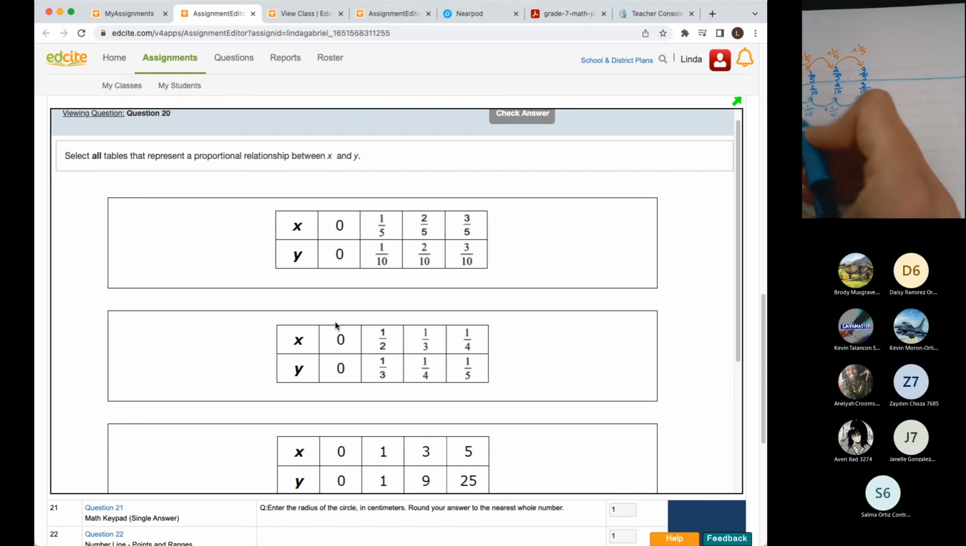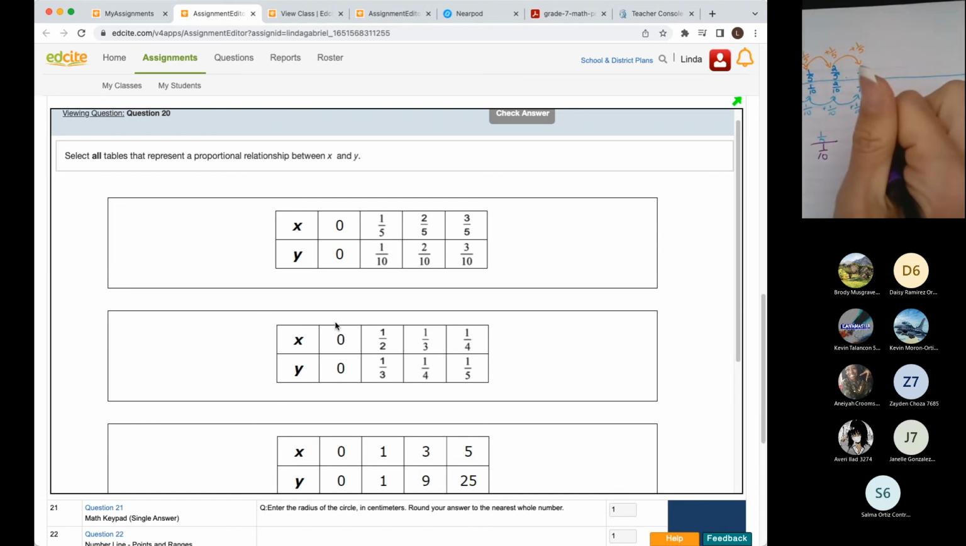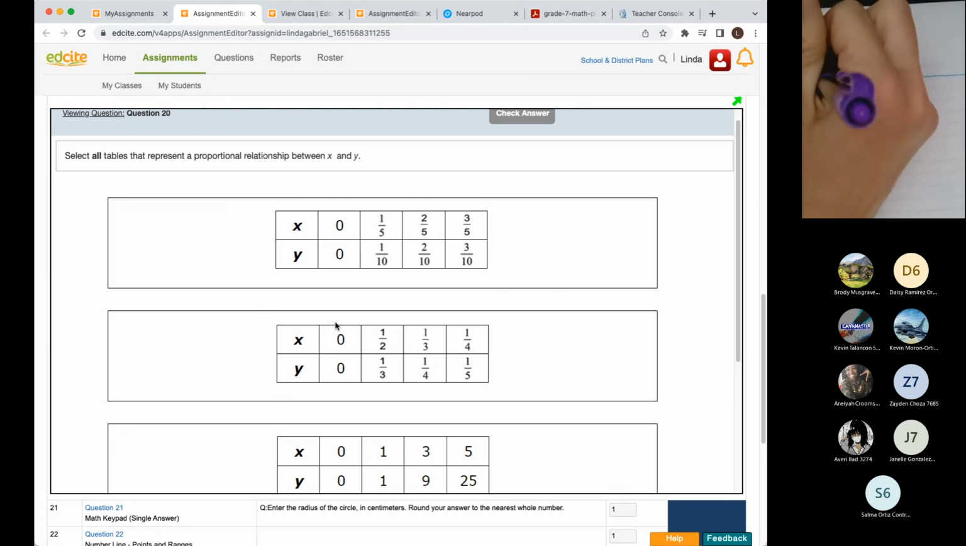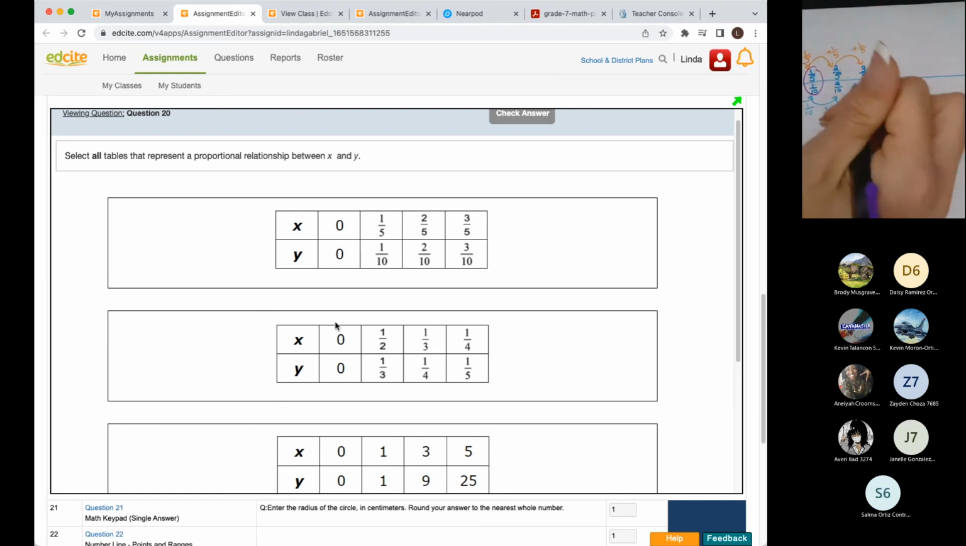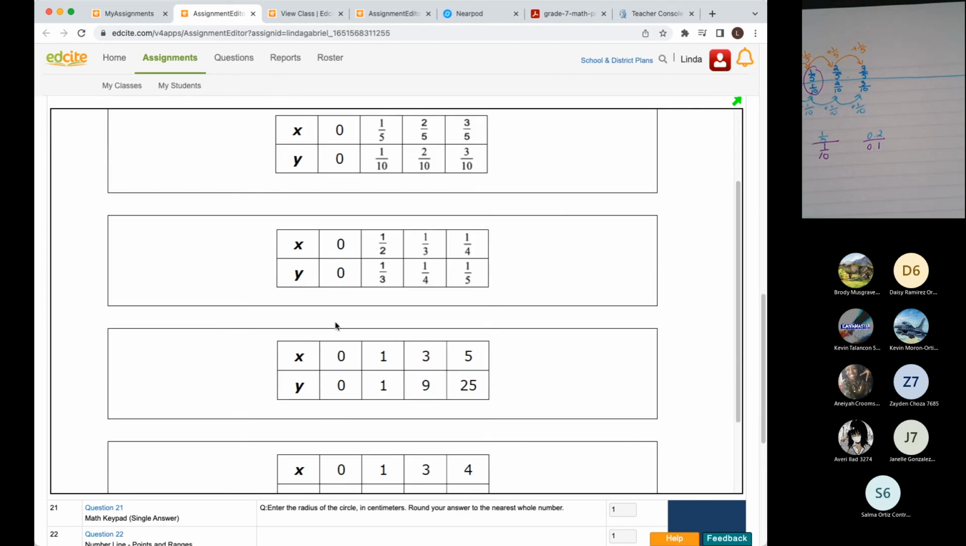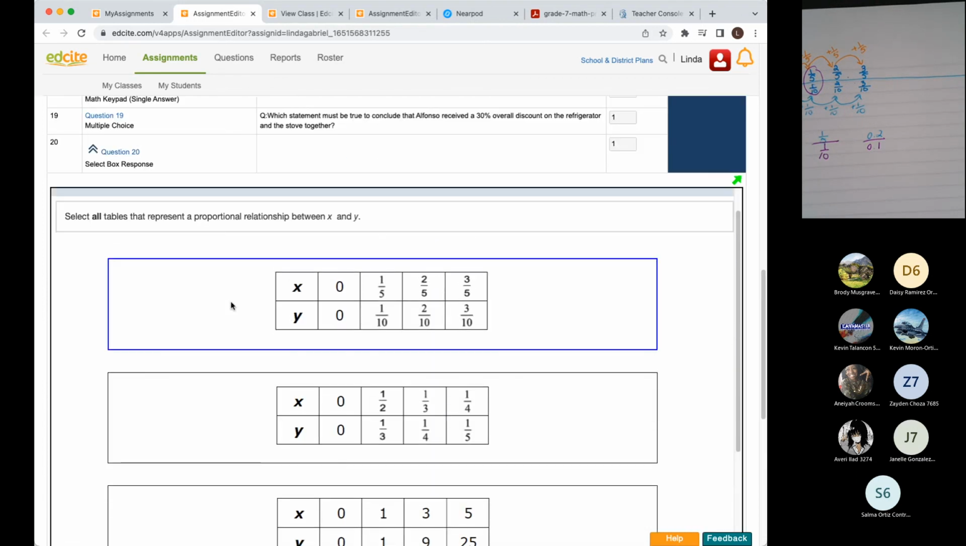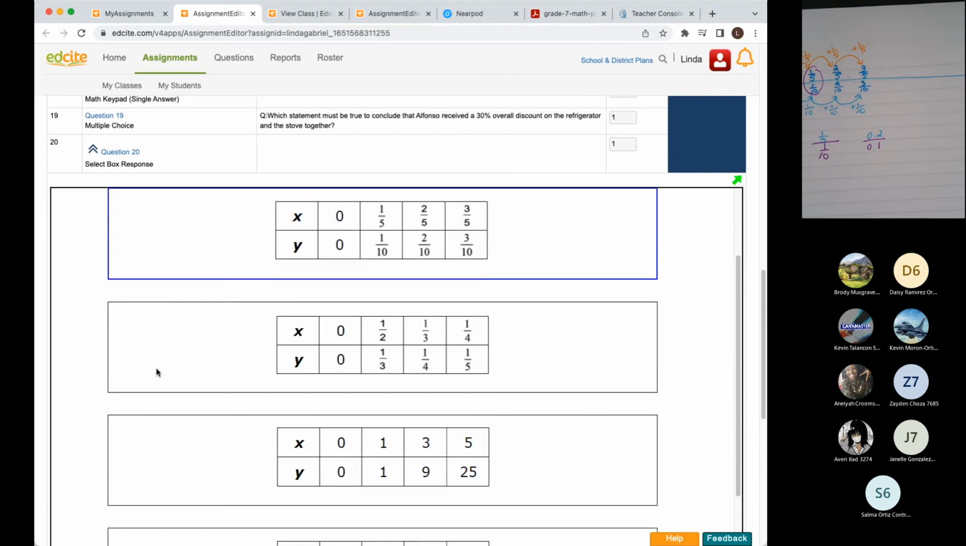So that means I have a relationship of 1/5 over 1/10, right? Or 0.2 over 0.1, right? So that's a relationship that I can identify here, and it's consistent, right? It stays the same. So you're going to mark the first one. Just click on it. Yeah. Okay. So select all tables. So my next one, I have X and Y.